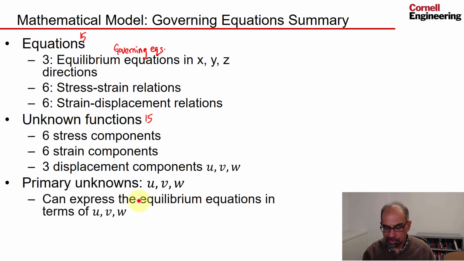And then we can express the equilibrium equations, which we have written in terms of the stress components, in terms of the primary unknowns, u, v, and w. And you can do that by substituting the strain displacement relations into the stress-strain relation. So you'll get the stresses in terms of the displacements. And then you can substitute that into the equilibrium equations. And so in effect, you can get the equilibrium equations in terms of the 3 primary unknowns.